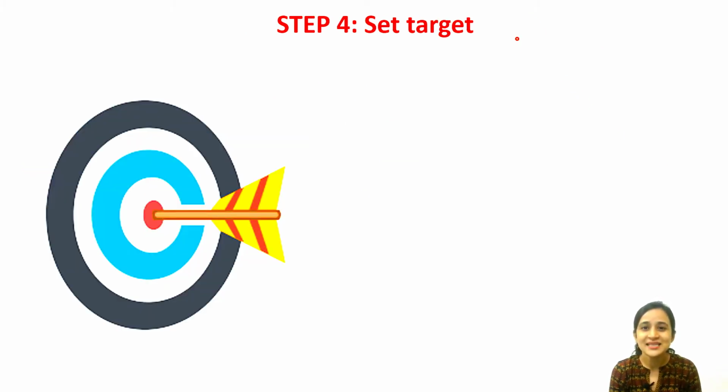Now, this is the time to set a target. So, when do you want to appear for your exam? Because CSIR NET happens twice a year. So, based on your preparation, you need to set the target. If you are confident enough, you can set a 6-month goal. But if you think you need some more time to prepare, then set a 1-year goal. This step is very important because based on that, you need to plan and prepare.